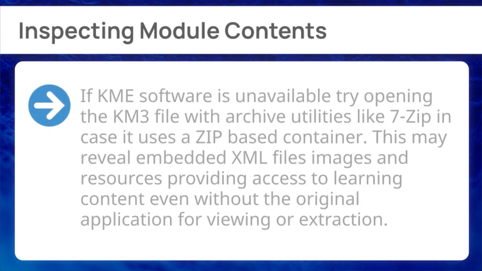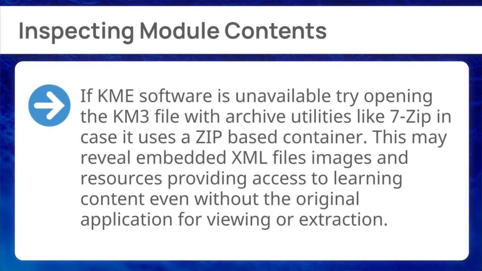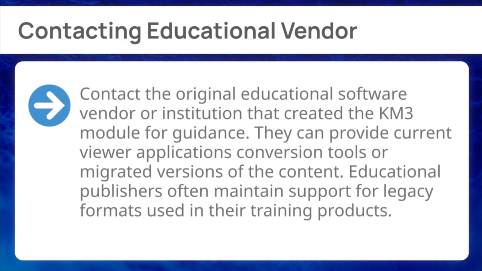Next, inspecting module contents. If KME Software is unavailable, try opening the KM3 file with archive utilities like 7-zip in case it uses a zip-based container. This may reveal embedded XML files, images, and resources providing access to learning content, even without the original application for viewing or extraction. Finally, contacting the educational vendor.